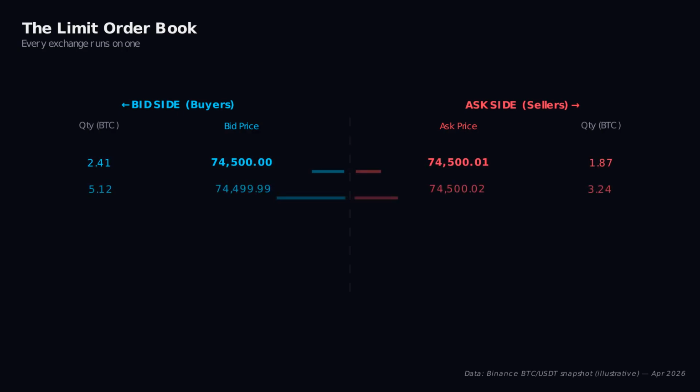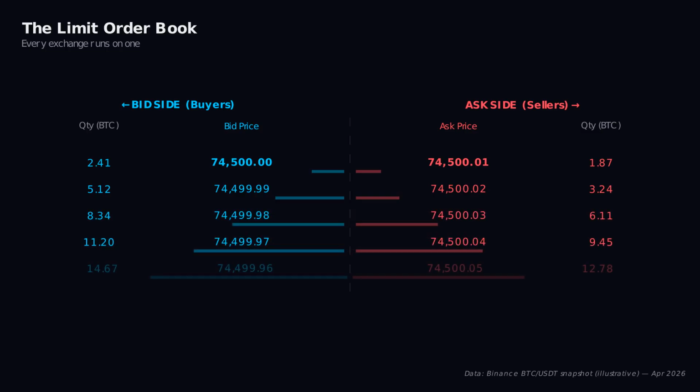This is a limit order book. Every exchange runs on one. The left side is the bid, patient buyers waiting at their price. The right side is the ask, sellers waiting to be filled. Each row is a price level. The numbers on the left are quantity, how many Bitcoin are available at that exact price.